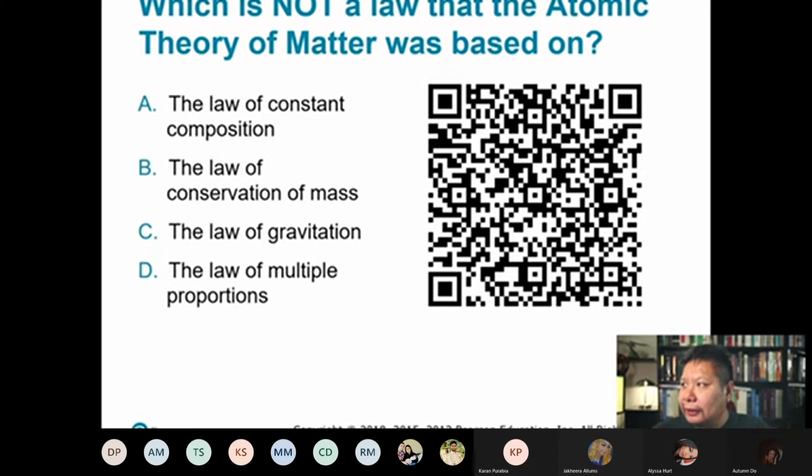So which of the following is not a law that atomic theory was based on? Let me copy the link over here.